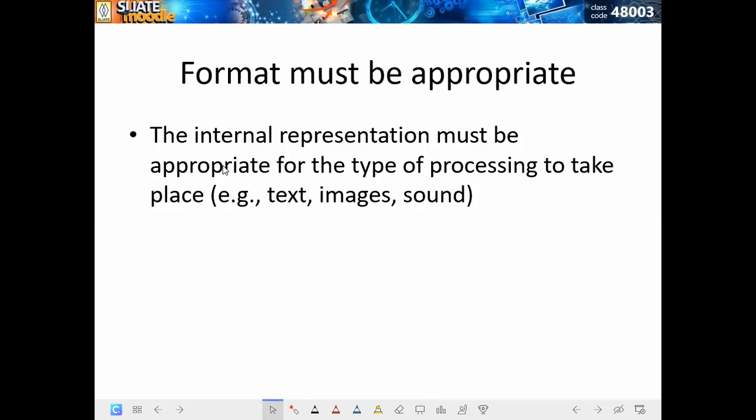Format must be appropriate. The internal representation must be appropriate for the type of processing to take place. Text, images, sound, right? Whatever you are going to input, everything is converted into the digital format.